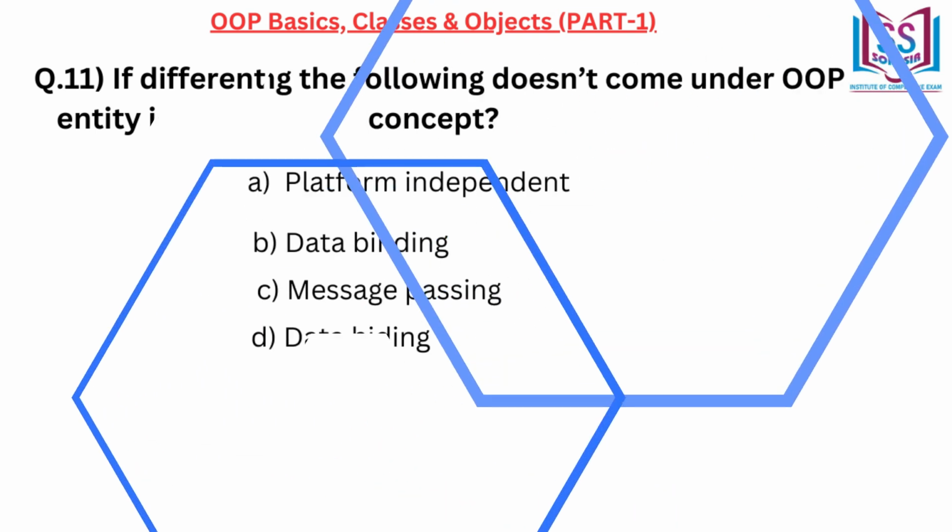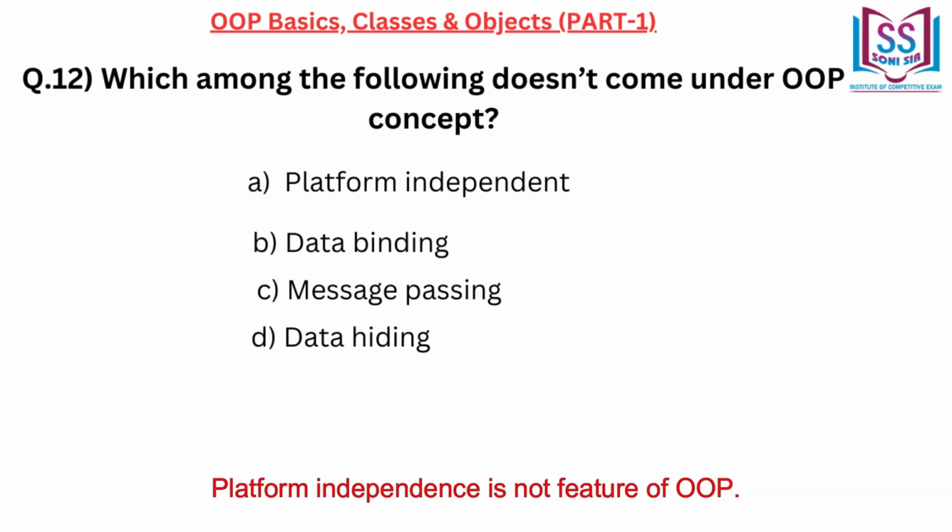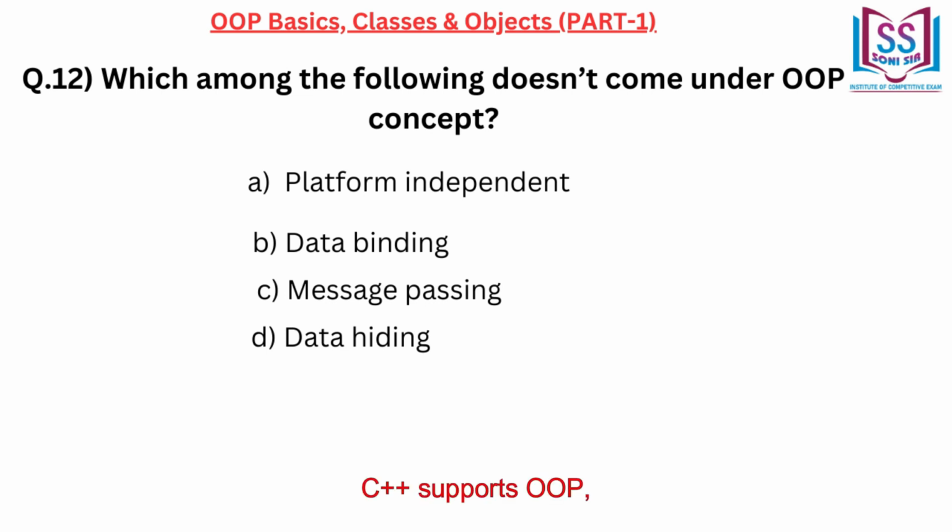Which among the following doesn't come under the OOP concept? A. Platform independent. B. Data binding. C. Message passing. D. Data hiding. Correct answer, A. Platform independence is not a feature of OOP. C++ supports OOP, but it's not a platform-independent language. Platform independence depends on the programming language.